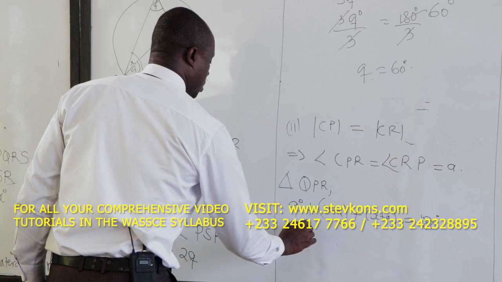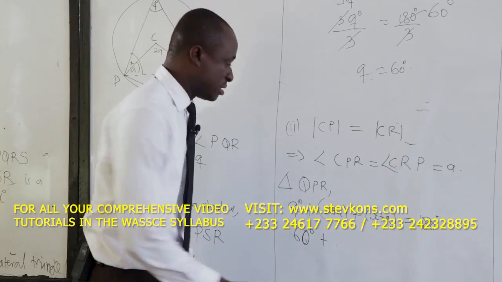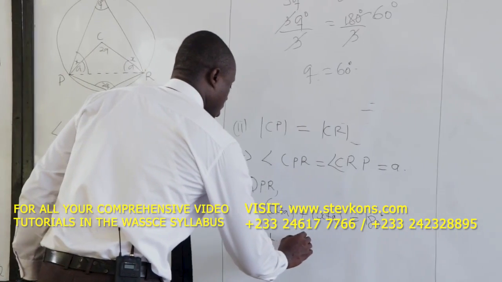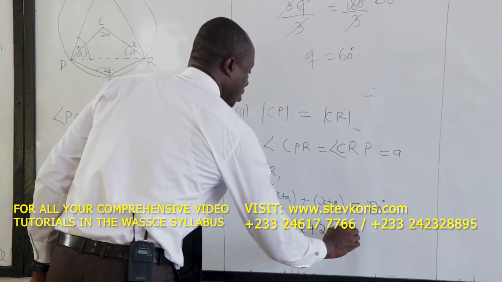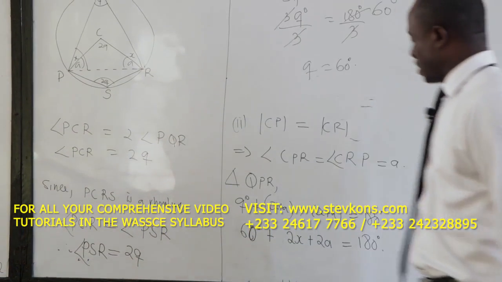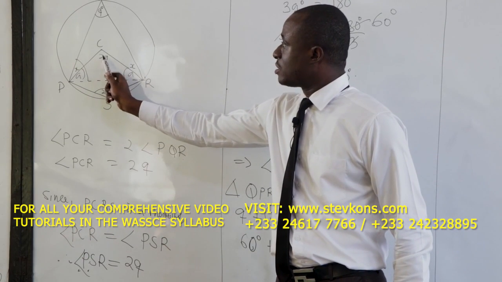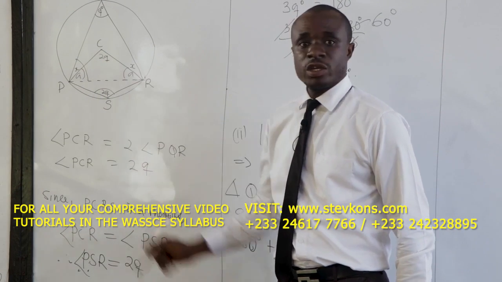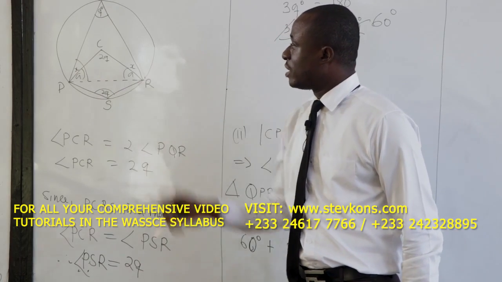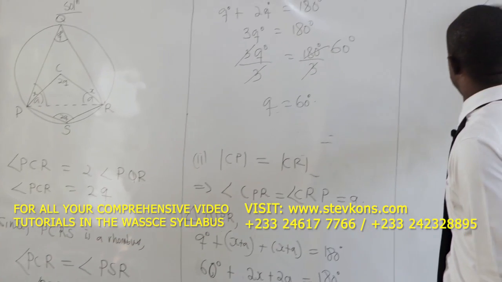Our Q is 60 degrees. Now, X plus A, X plus A, this is the same as 2X plus 2A equal to 180 degrees. Now, we can find A from here because we know the angle, this is 2Q. We know Q to be 60 degrees. So the angle over there is what? That is 120 degrees.